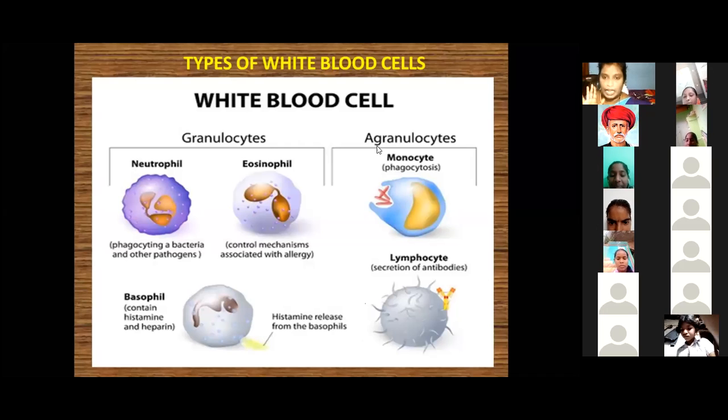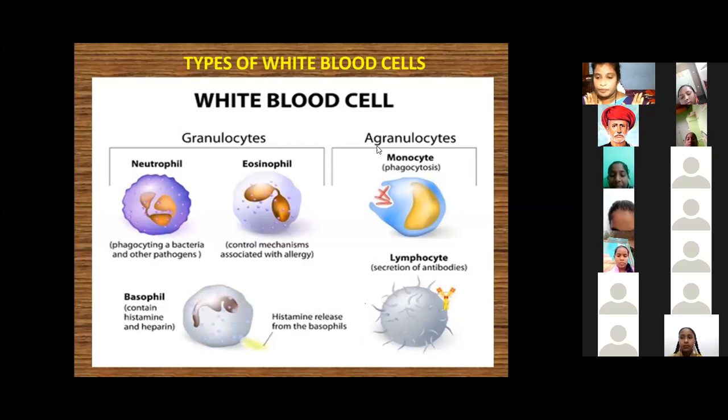Okay, listen, all of you. White blood cells are divided into two types: granulocytes and agranulocytes. Granulocytes again have three types: neutrophils, eosinophils, basophils. And agranulocytes again have two types: monocytes and lymphocytes. Okay, ma'am, can you understand this slide?